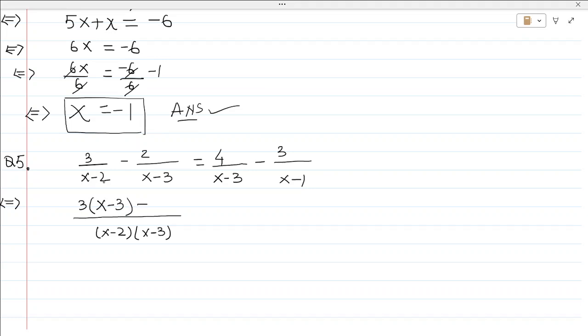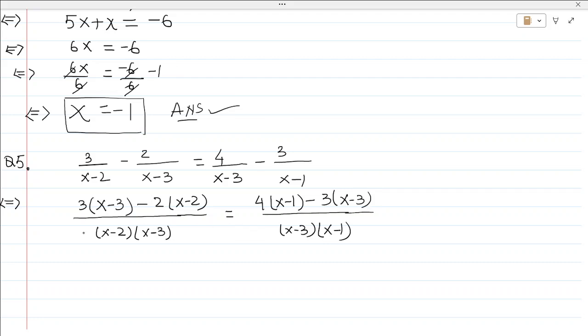minus 2 multiplied by x minus 2, or taking LCM and cross multiplying, you will get the result. Here the LCM is x minus 3, x minus 1. Now cross multiply. Multiply x minus 1 with 4. X minus 1 minus 3 multiplied by cross multiplication, x minus 3.